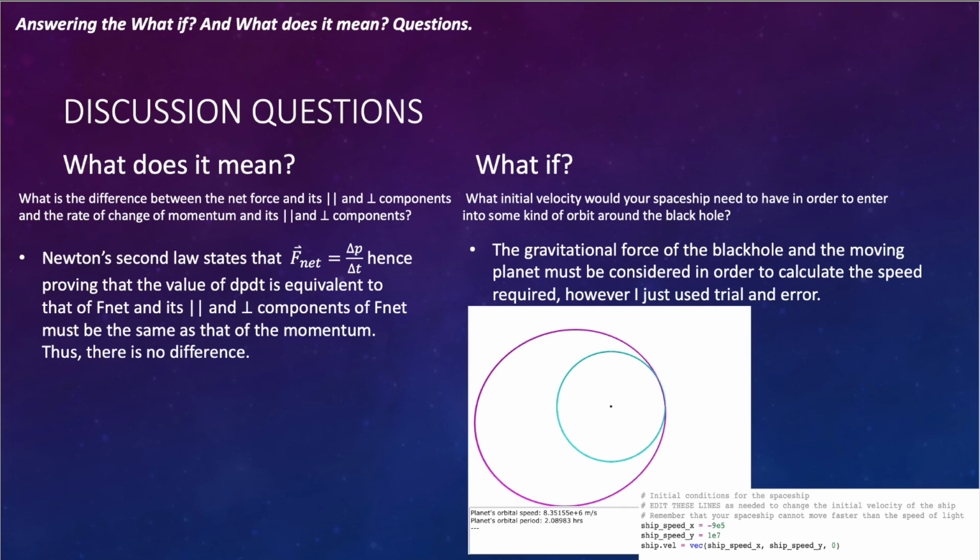What initial velocity would your spaceship need to have in order to enter into some kind of orbit around the black hole? The gravitational force of the black hole and the moving planet must be considered in order to calculate the speed required. However, I just used trial and error. I used the x component of the speed as minus 9 into 10 to the power 5 meters per second and the y component as 1 into 10 to the power 7 meters per second.